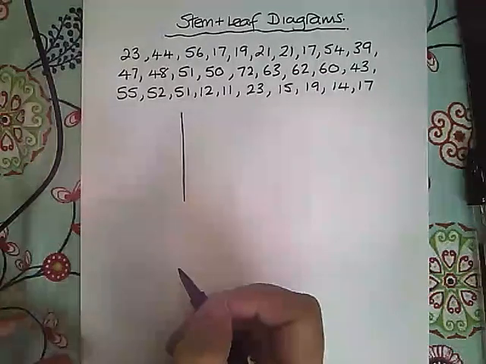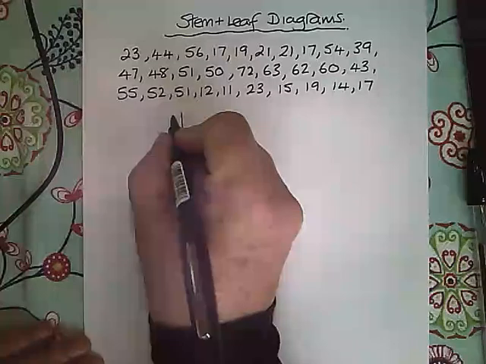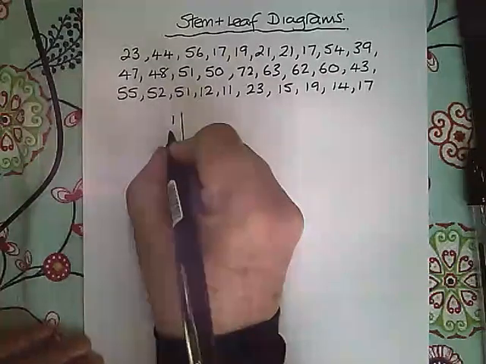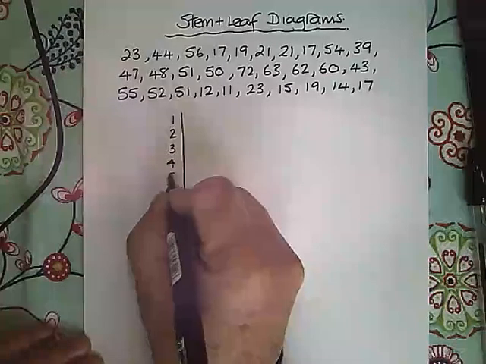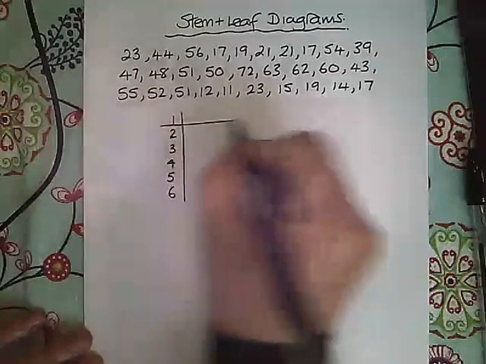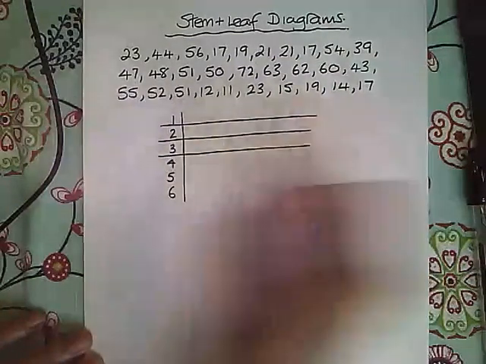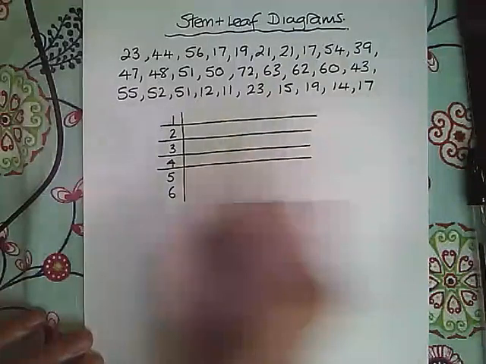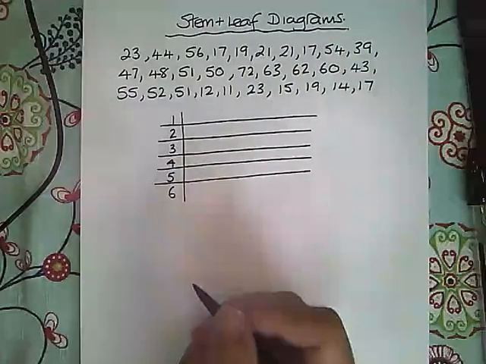So first of all, we're just putting the data into a stem and leaf diagram, but not tidying it up. So this is going to be the 10s, the 20s, the 30s, the 40s, the 50s, and the 60s. And then we're going to go through our data and populate the unordered stem and leaf diagram, and you always need to do an unordered one first.